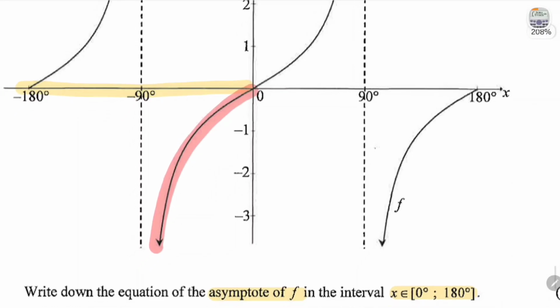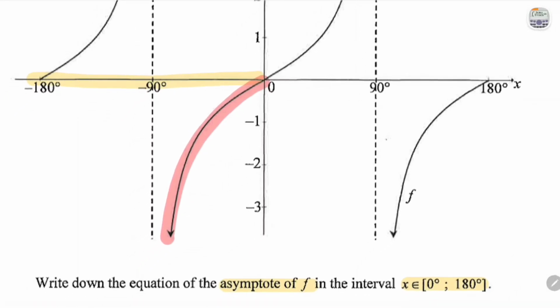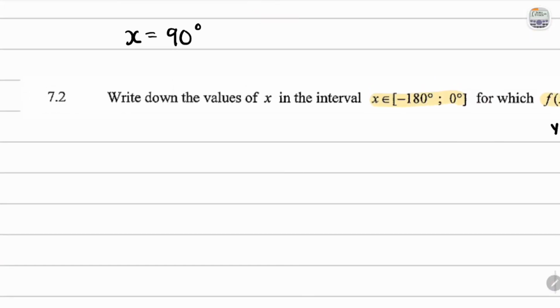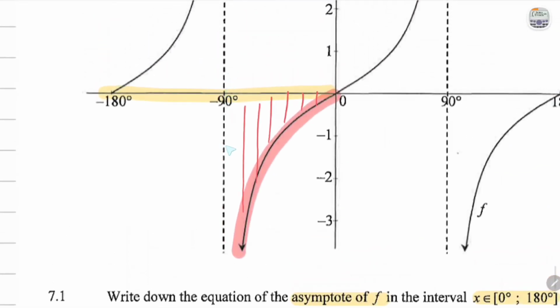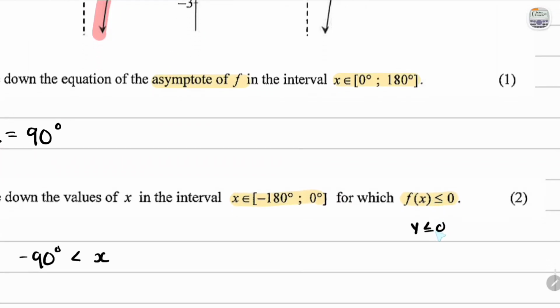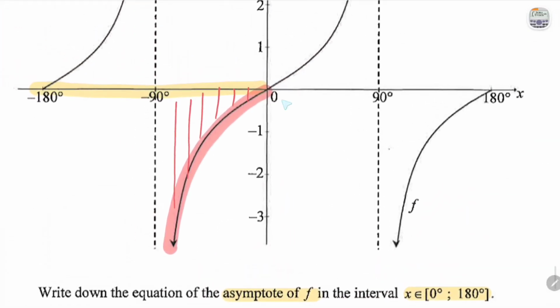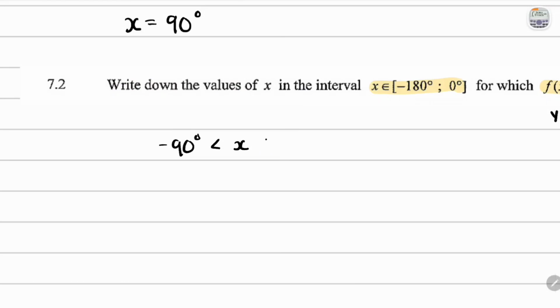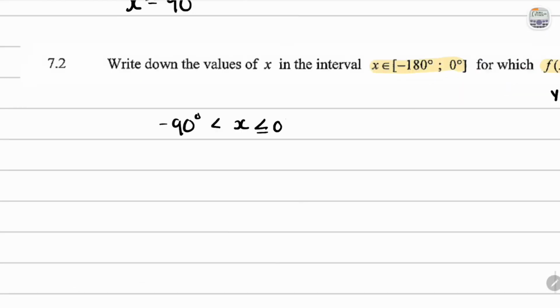Okay, so how do we name these x values? If you line them to the x-axis, you can see that they lie to the right of negative 90 and to the left of 0 degrees. So this is going from negative 90 to 0, meaning our answer is this is where x is greater than negative 90 degrees, but it cannot be equal to negative 90 because we have an asymptote there. Okay, and remember they say less than or equal to 0. So if it is equal to 0, we can include it.